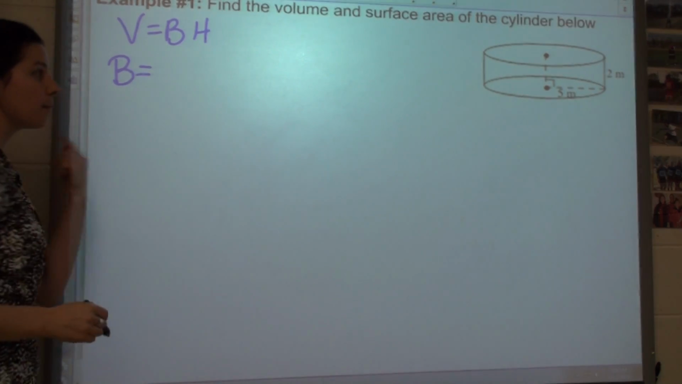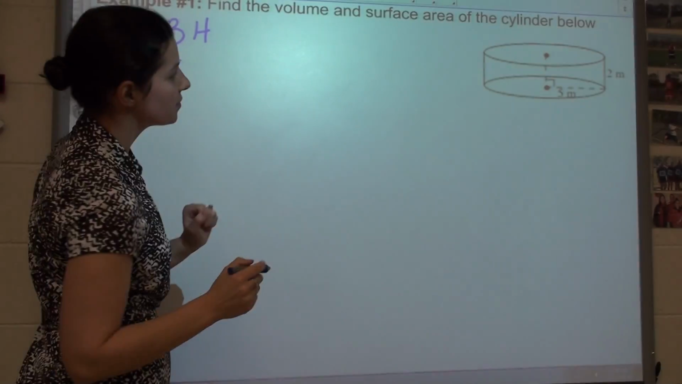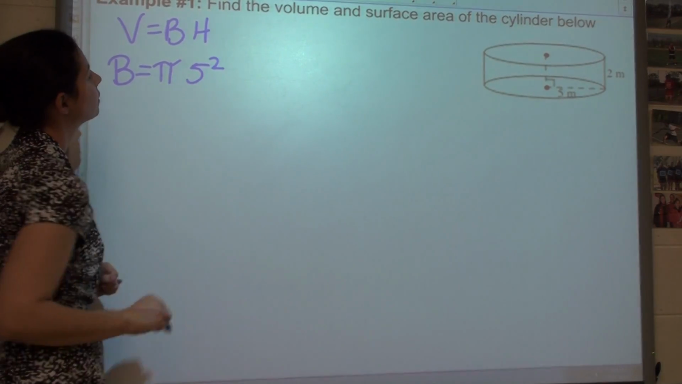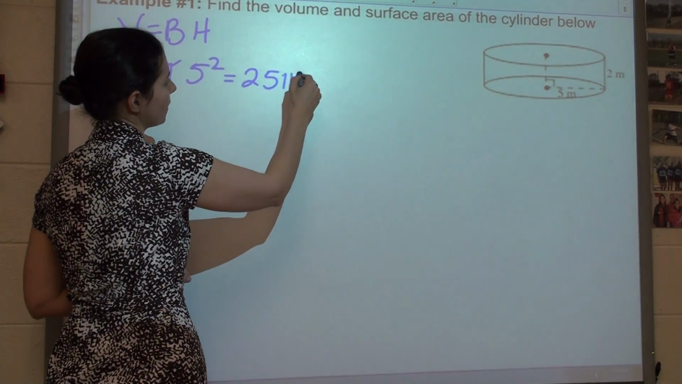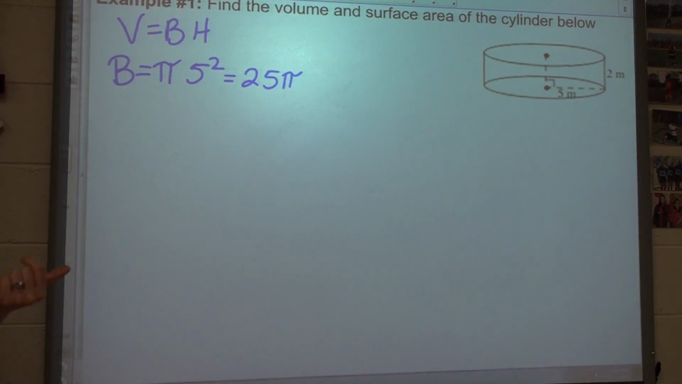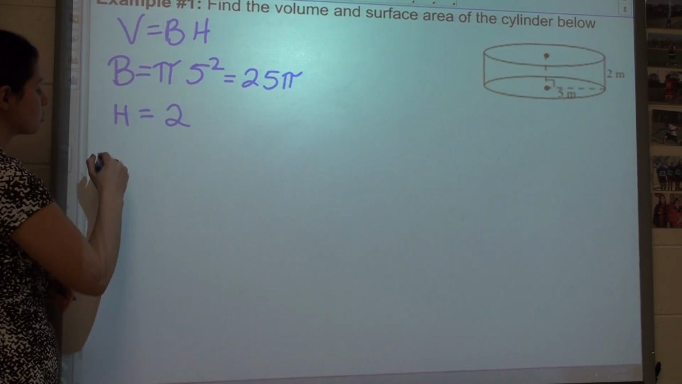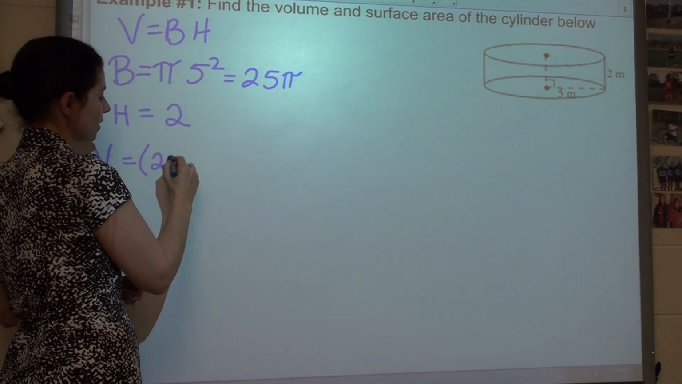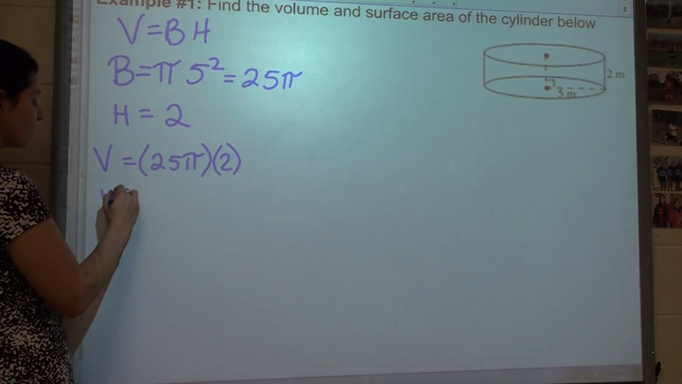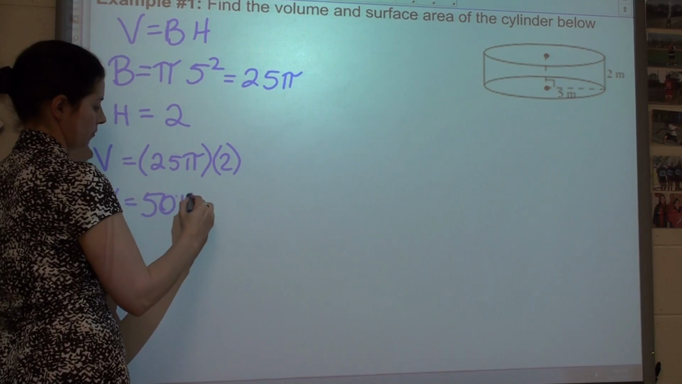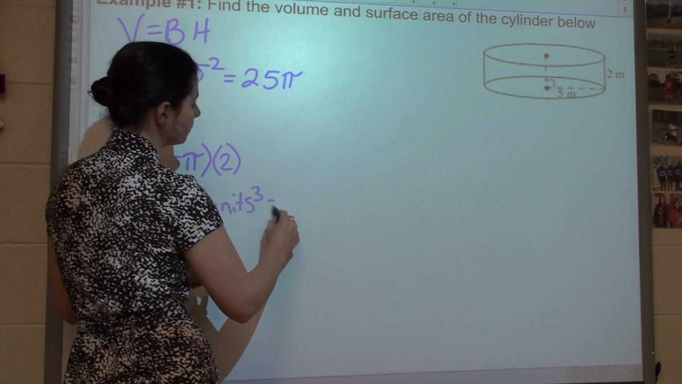So with a cylinder, my base is a circle. So I'm going to have pi times radius squared. Now my radius for this one is 5. So 5 squared is going to give me 25, and I'm just going to leave it in terms of pi for now, and then I will go back and multiply by pi at the end. Now the height of my whole cylinder is 2. So for my volume, I'm going to multiply 25 pi times 2. 25 times 2 is going to give me 50. And of course we don't want to forget our units cubed.